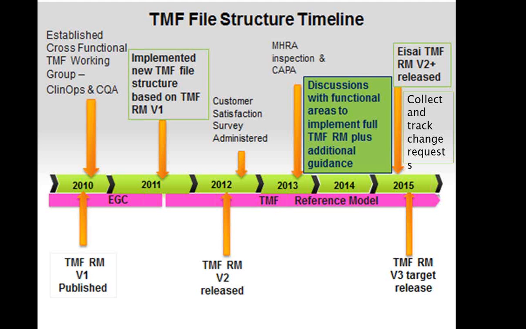So this is showing a high-level timeline, a summary of key events that have occurred in our journey from version 1 to version 3. We began about 5 years ago. We were looking to update our file structure as it wasn't very robust or granular, and the TMF reference model had just been released. So at the end of 2010, we established a cross-functional, cross-regional TMF working group, primarily made up of clinical operations and CQA. We implemented this at the end of 2011, and again, it was based on the TMF reference model version 1. It was our version. And this implementation coincided with an upgrade to our eTMF system.